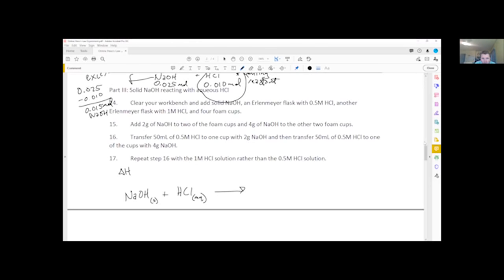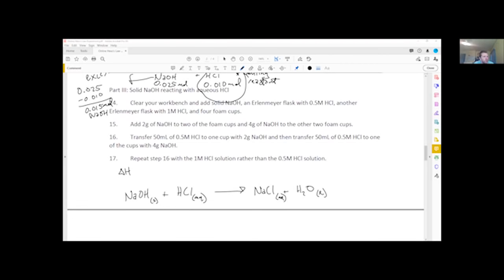What's going to happen at the end of this? Well, in theory, we're going to have a bunch of NaCl and some H2O. That NaCl is going to be aqueous, and that H2O is going to be liquid. But let's think about this. We've got two things going on. We've got the phase change and the heat associated with that, but we've also got the neutralization. So I'm going to jump over to my other screen.